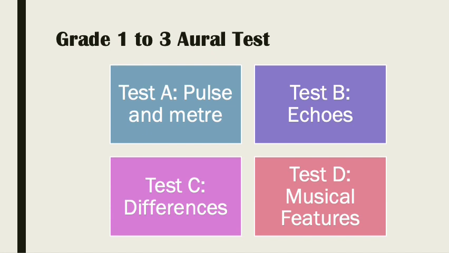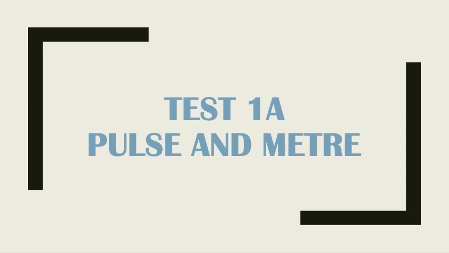Now let's have a glance at the contents of the oral test. For grades 1 to 3, the test will be the same with increasing difficulty according to grades. Test A will be on pulse and meter, Test B on singing echoes, Test C to listen for differences, and Test D on the musical features. Now I will talk in detail about each test.